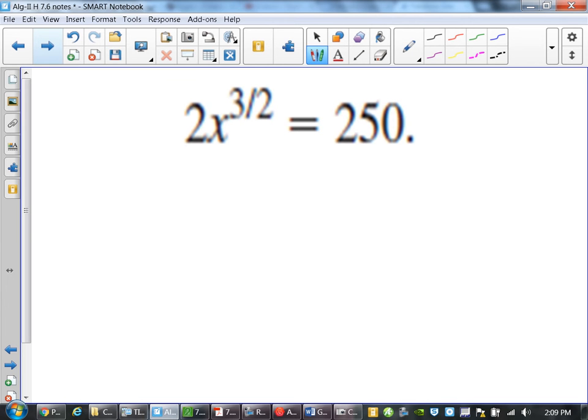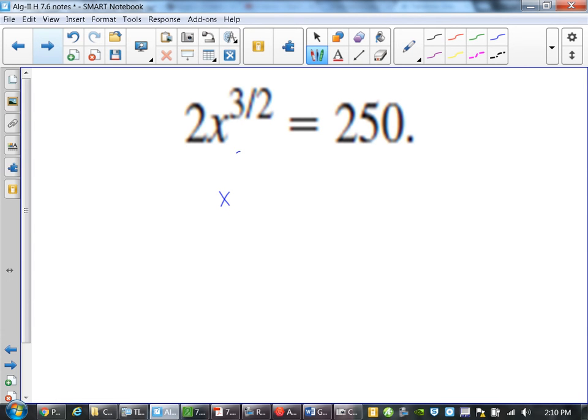What's going to change? You still work the same direction. You still follow the same steps as you would before. You undo everything. You work backwards from your order of operations. So, what would I have to do first? Divide by 2. Divide by 2.